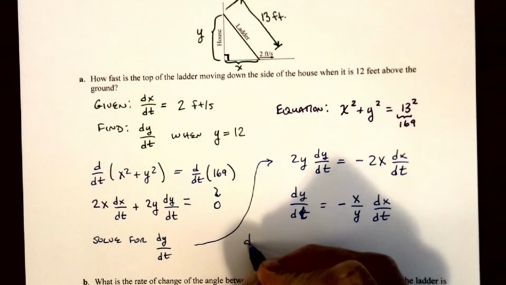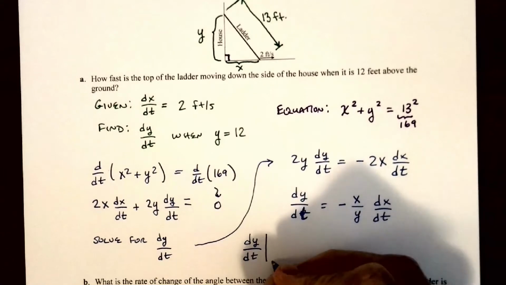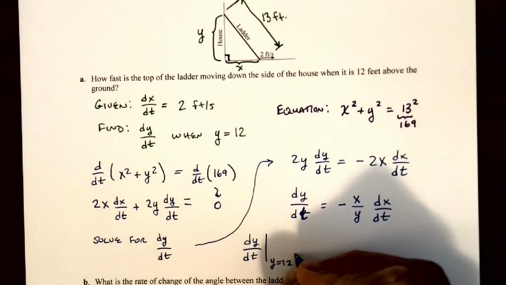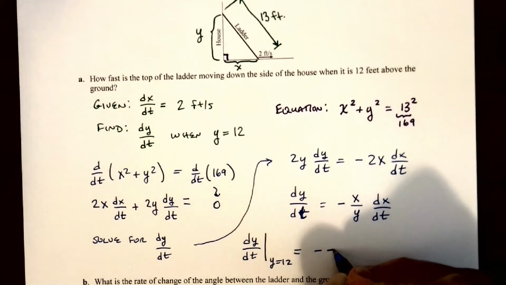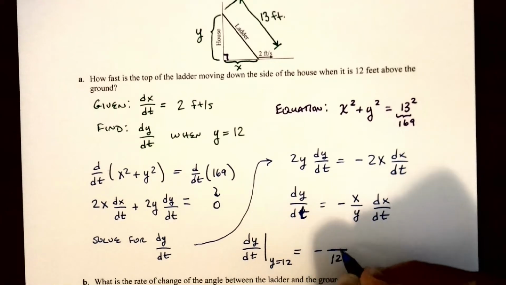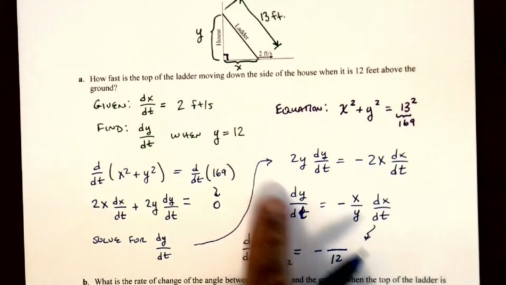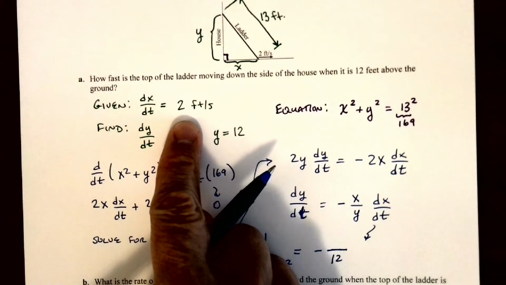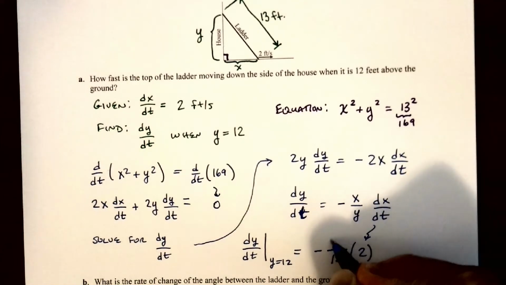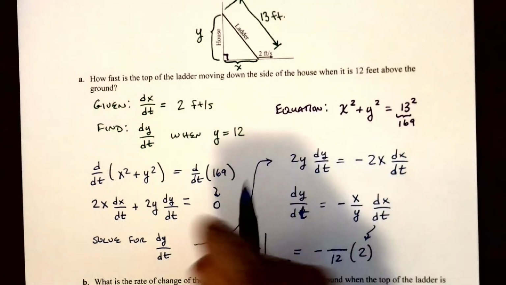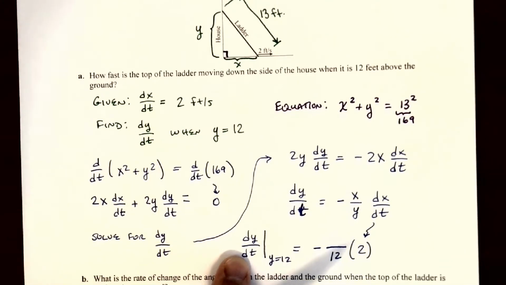Now I can answer the question, right? dy/dt, the instant that y is 12, is what? Well, it's negative x over y dx/dt. Now I know what y is. I can plug in 12 for y. And dx/dt, do we know what that is? That's the given rate of change that we already have here. That's 2 feet per second. So we're given that. Well, the question is, what about x? Where do I know what x is anywhere in this process? Well, I don't yet, but I can find it.